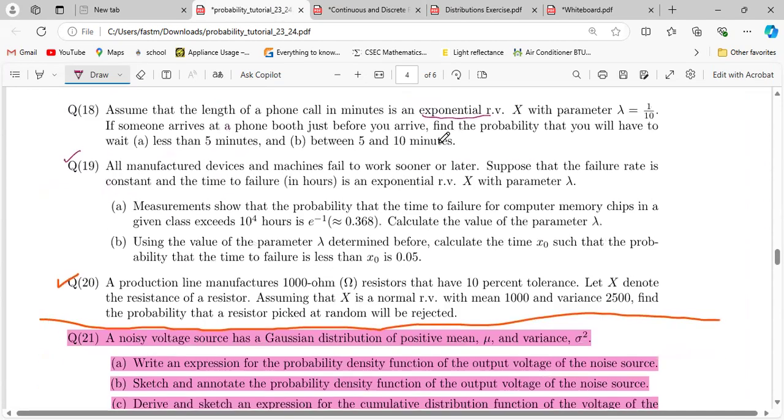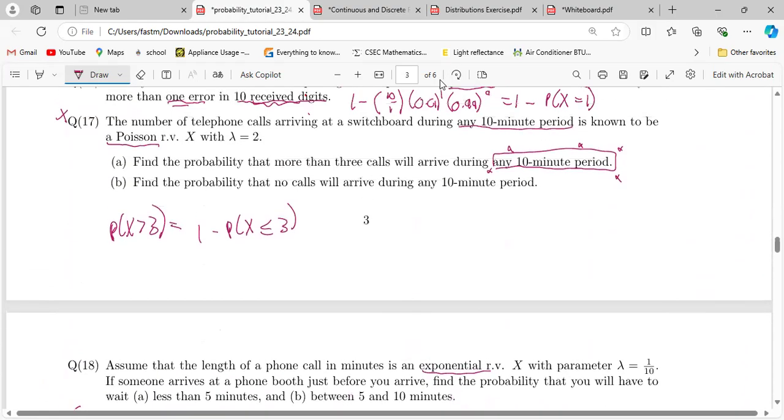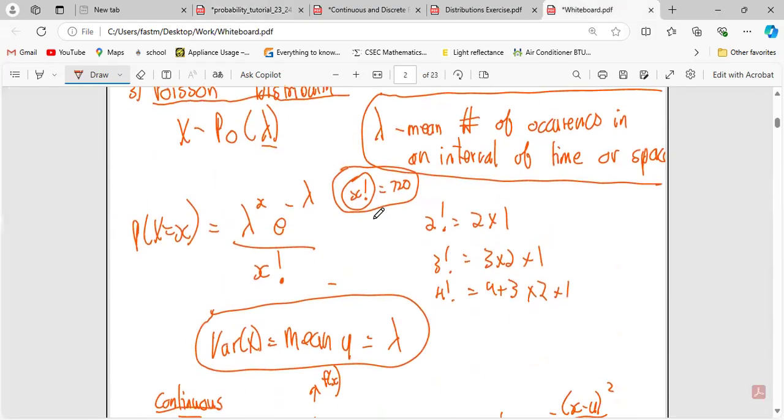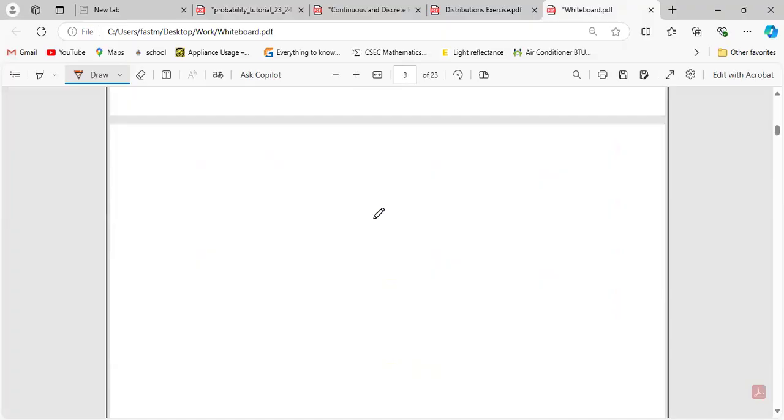then 18 is exponential. Let me just give you all the exponential quick. I don't think I wrote it down here. And we could bust it. So exponential. I'll send you all this document when I finish with it. So x follows the exponential distribution, and the parameter is lambda, so it's like the Poisson.